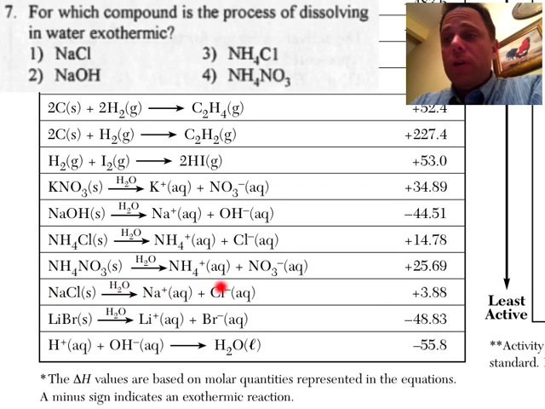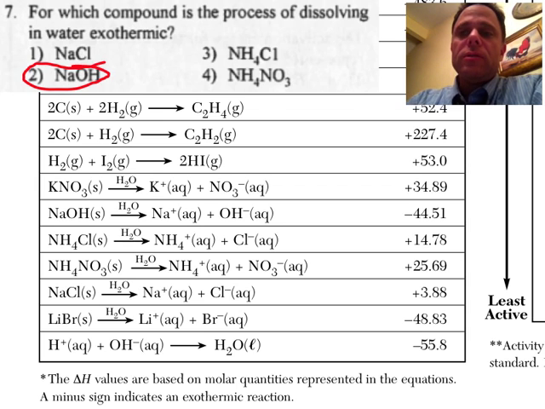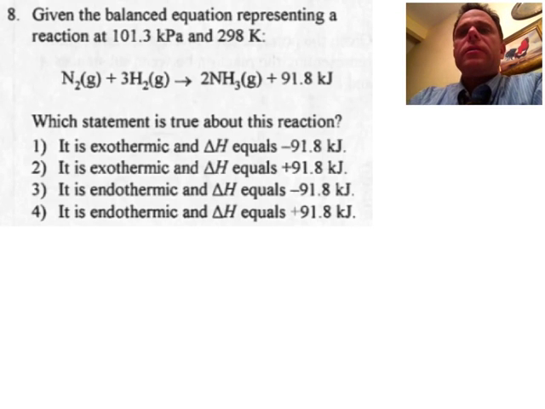Okay, dissolving in water, a positive sign, not exothermic. NaOH, sodium hydroxide right here, negative sign. All right, let's just hope that there are no more negative sign ones. Okay, NH4Cl, where are you? NH4Cl, another positive sign. NH4NO3 right here, another positive sign. Ding, ding, ding, we have our answer. It is exothermic.